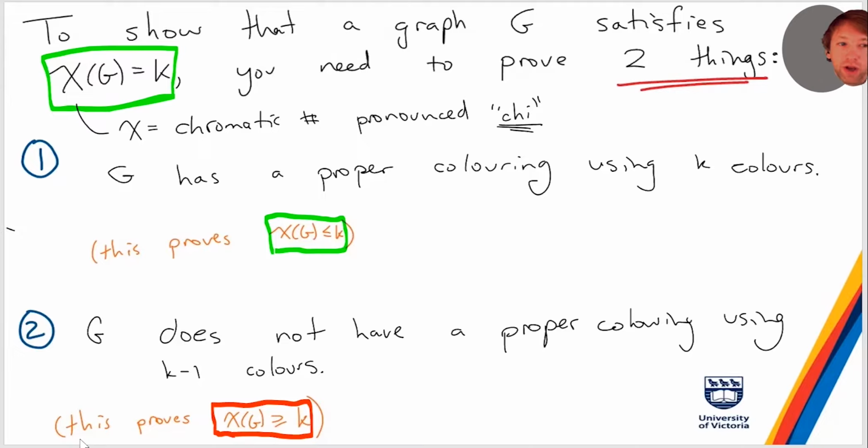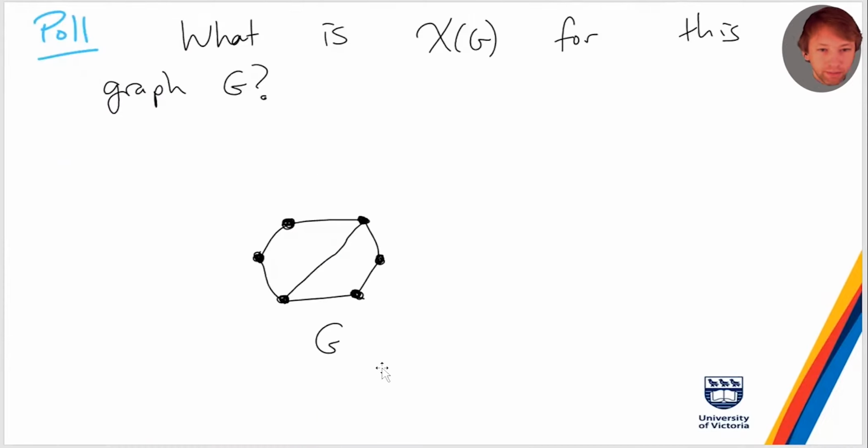Okay, so when you're given a question to determine the chromatic number of a graph, don't just show me a coloring, right? Because that's not good enough, because you have to show that there doesn't exist a coloring that uses fewer colors. Is this clear? Okay, so let's do a poll. See if we understand this.